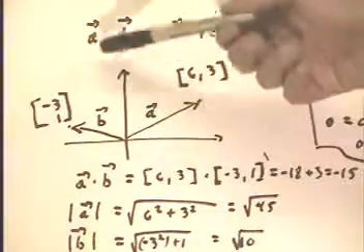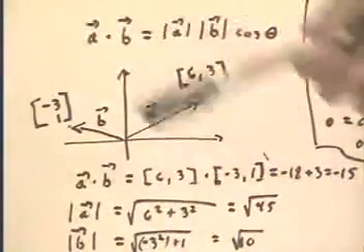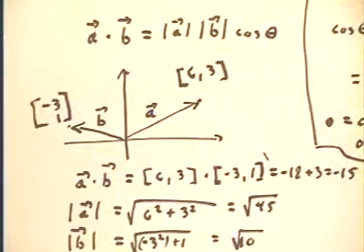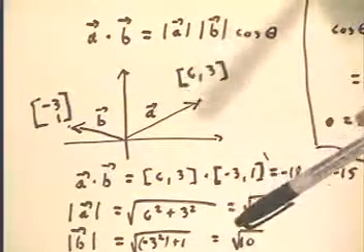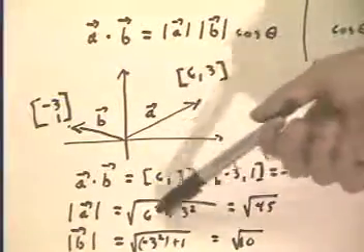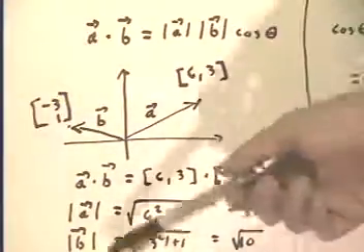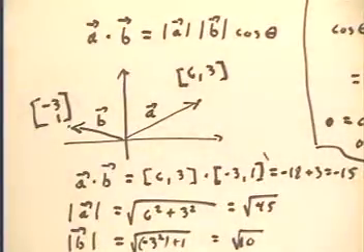So this is a scheme that allows us to calculate A dot B if we know the vectors A and B. Now, magnitude of A is just the square root of the sum of the squares of its components by the Pythagorean theorem, or the square root of 45. Magnitude of B is the square root of the sum of the squares of its components, or the square root of 10.